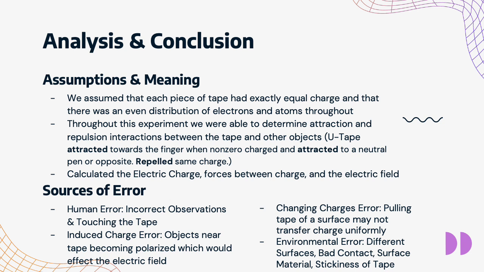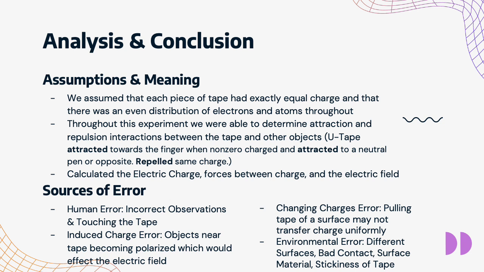And like we said earlier, the U-tape was attracted towards the finger when it was non-zero charged and attracted to a neutral pen or oppositely charged pen, but repelled by the same charge. And finally, we calculated the electric charge, forces between charges, and the electric field.